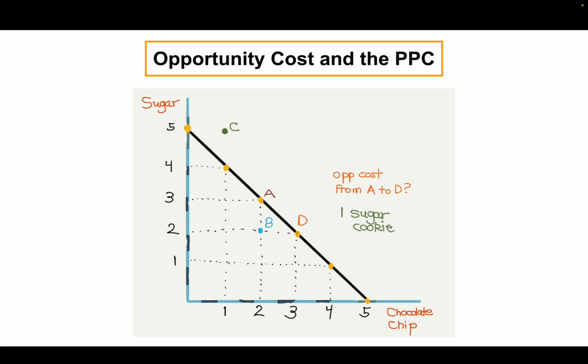At point A, we're producing three sugar cookies. At point D, we're producing two, so we would lose one sugar cookie. Sometimes you also hear the term opportunity benefit, which would mean what do we gain in the situation? And the answer to that would be one chocolate chip cookie. Opportunity benefit isn't something that appears on the AP exam, but opportunity cost definitely does, and it's worth remembering.